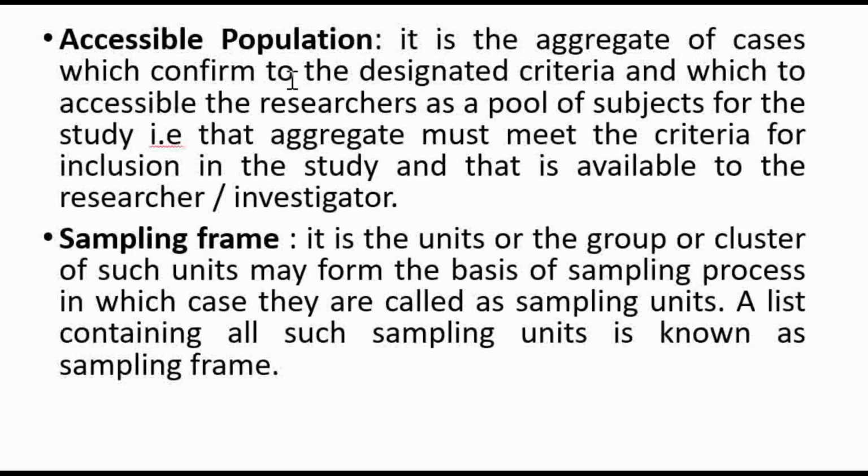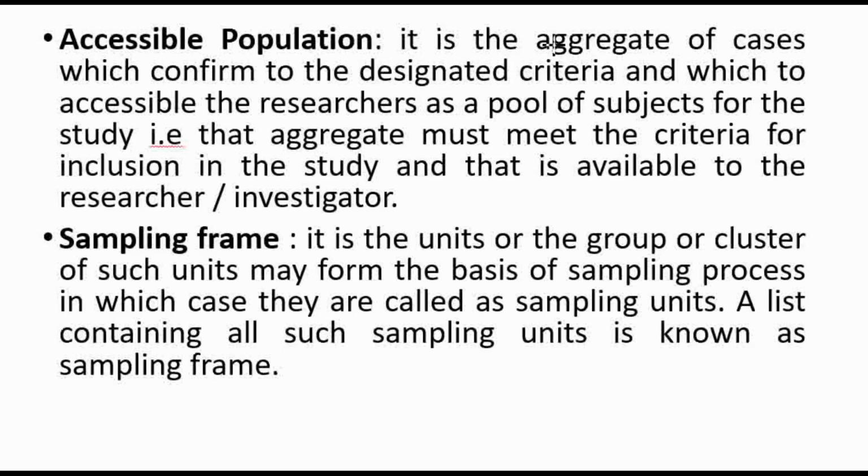Next is accessible population. It is an aggregate of cases which conform to the designated criteria and which are accessible to the researcher as a pool of subjects for the study. That is, the aggregate must meet the criteria for inclusion in the study and be available to the researcher or investigator. Accessible means those who are actually available to the researcher.